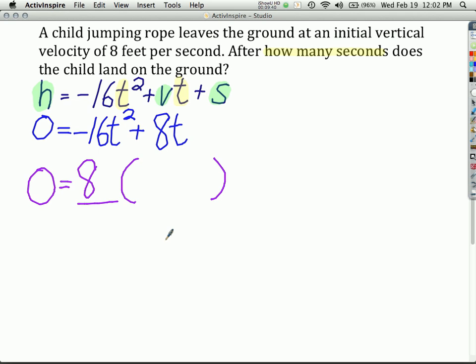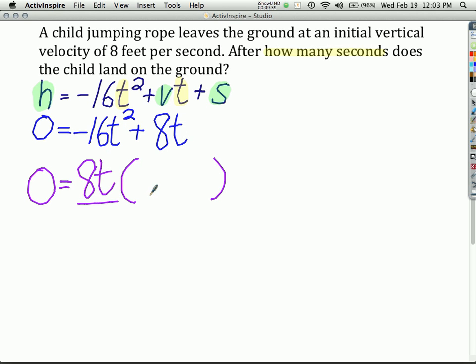What about the variable factor? What's the largest variable factor that they have in common? T. How many? 1. That's right. There's 2 here, there's only 1 here. That means they only have 1 in common.